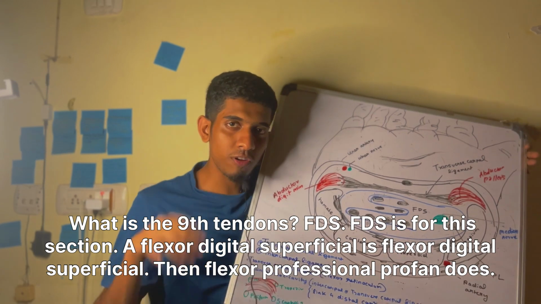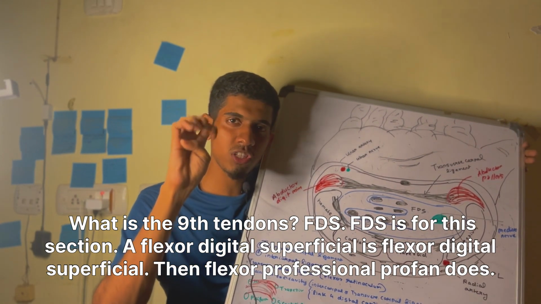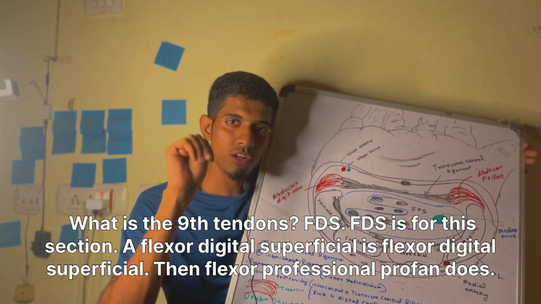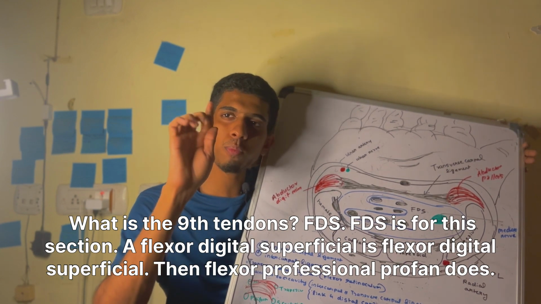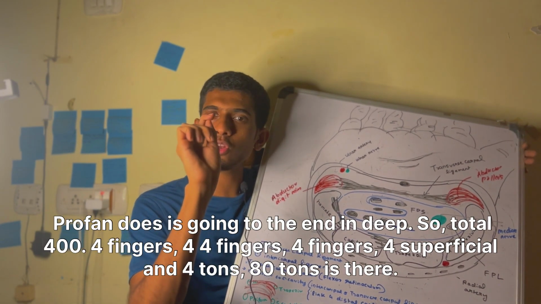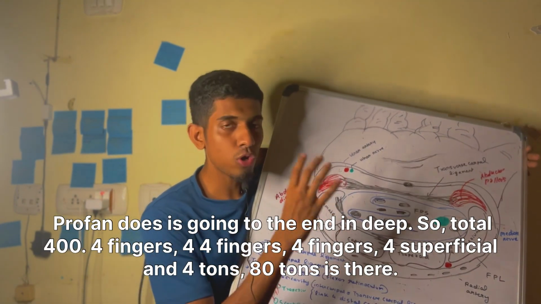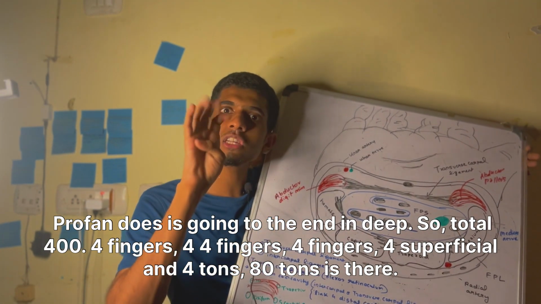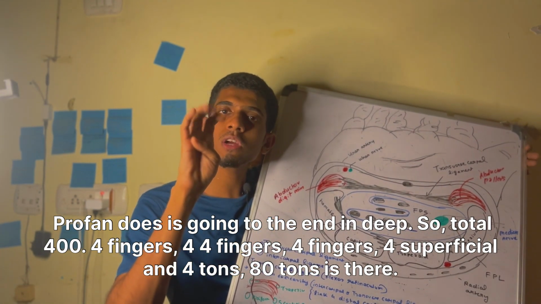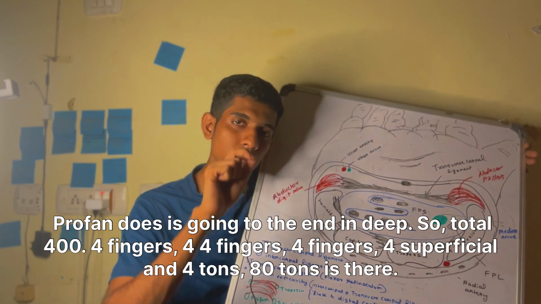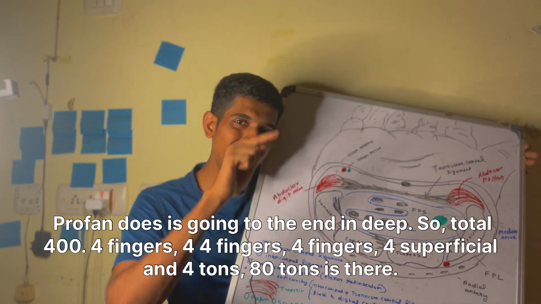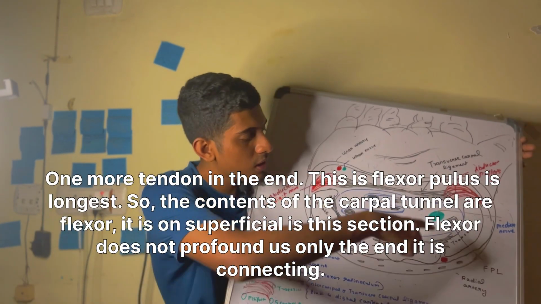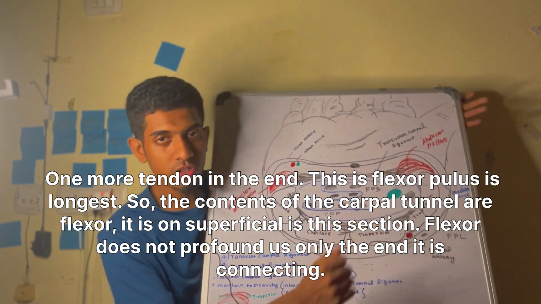FDS. FDS is for this action, right? Flexor digitorum superficialis. Then flexor digitorum profundus. Profundus is going to the end, deep. So total 4 tendons for 4 fingers, 4 superficial and 4 deep tendons. So 8 tendons there. Then one more tendon in the end. This is flexor pollicis longus.